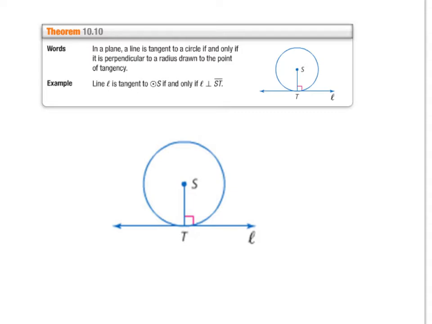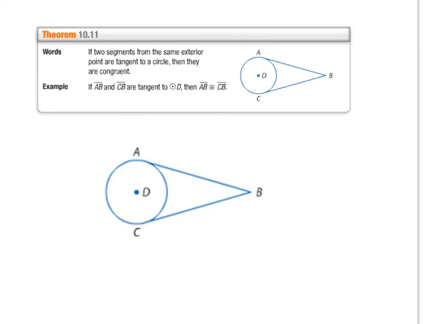Okay, our next theorem says if two segments from the same exterior point are tangent to a circle, then they are congruent. What that says in English is that if I have a point outside my circle, let's call it point B, and I draw two lines of tangency to the circle, these two lines are both tangent to the circle, which means they just touch at one point, at A and at C. If those two tangent lines are both drawn from the same point B, then these two tangent lines are congruent.